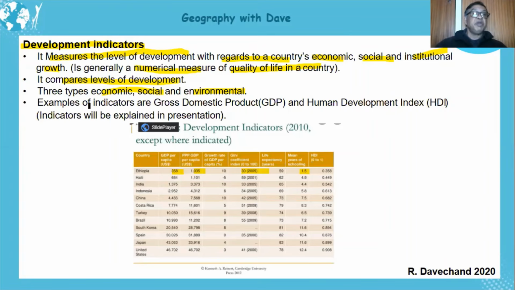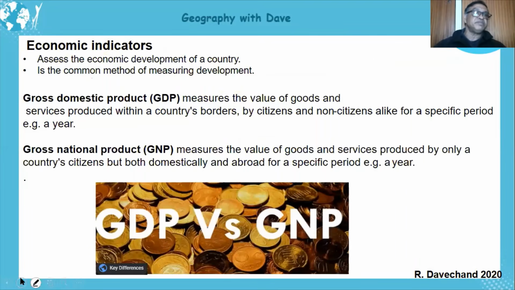Now, examples of indicators are gross domestic product, human development index. Don't worry about the explanation of this. It's going to come to you now. So don't stress. The indicators will be explained in the presentation. Right, let's go on. Now, economic indicators is our first one. We're going to do economic, social, and we're going to bring in the demographic indicators.